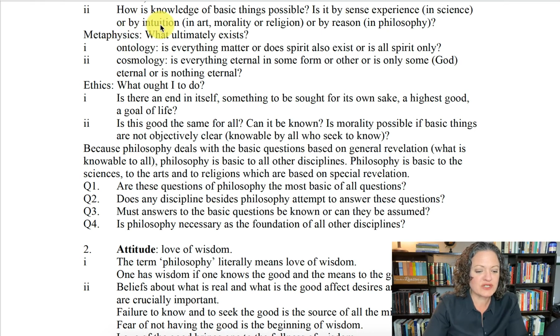What about intuition? That gut feeling that we have. Is intuition a basis of knowledge? Sometimes people say in art, intuition helps us to know the feelings the art is portraying. What about morality? Can intuition tell us what is good and evil? Can we go just on our feelings? We tend to do that.